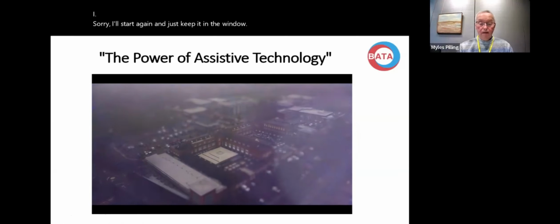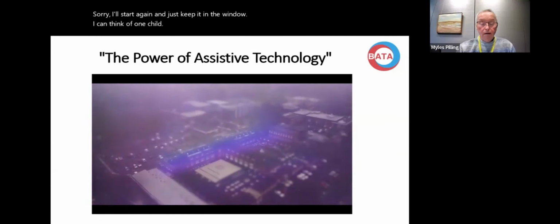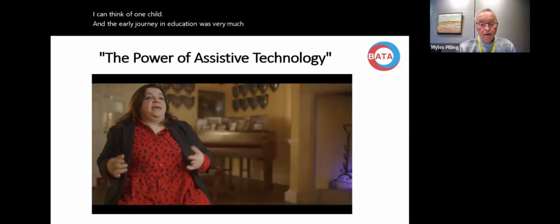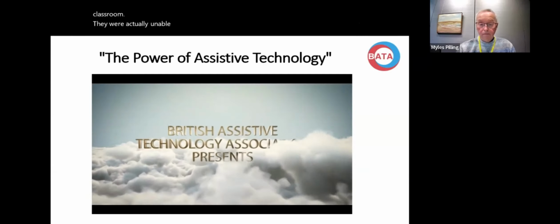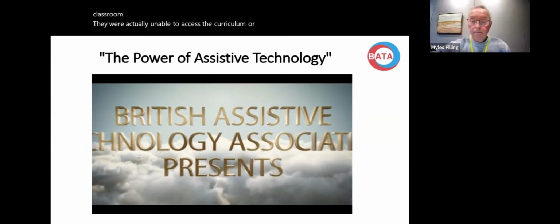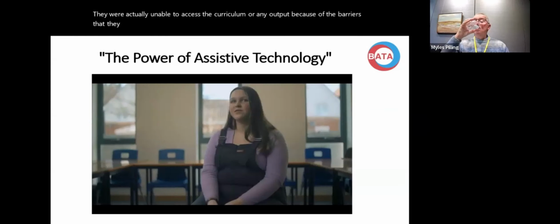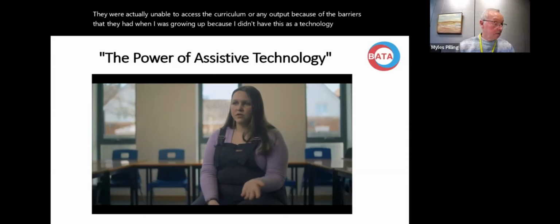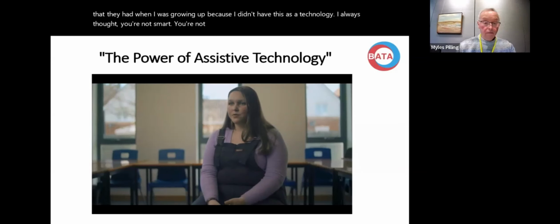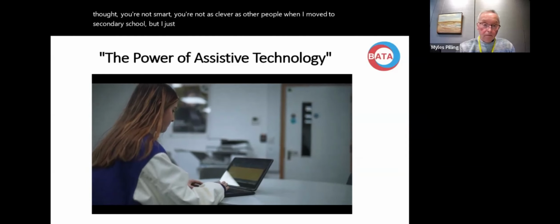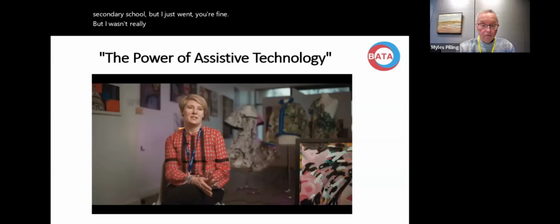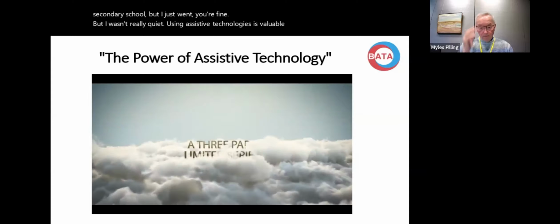I can think of one child, and their early journey in education was very much dictated by their behaviour within the classroom. They were actually unable to access the curriculum or put any output because of the barriers that they had. When I was growing up, because I didn't have the assistive technology, I always thought, you're not smart, you're not as clever as other people. When I moved to secondary school, kind of just went, oh, you're fine. But I wasn't really fine. Using assistive technologies is valuable for all, but it's vital for some.